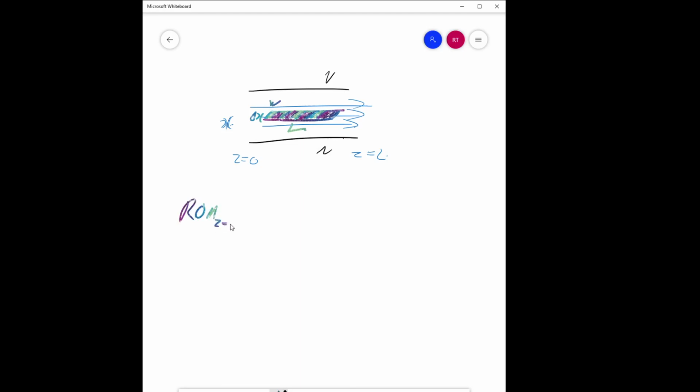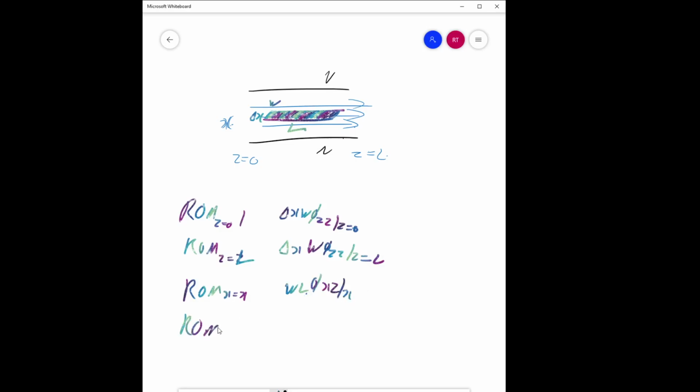Okay, so then doing the rate of momentum transfer at z is equal to 0, across z is equal to 0, you get delta x W into phi zz, which is a combined momentum flux, at z is equal to 0, and the rate of momentum change at z is equal to L would give you again delta x W phi zz at z is equal to L. And similarly, you can also do it at the other side, at x is equal to x, which gives you W into L phi xz at x, and then at x is equal to x plus delta x, W L phi xz at x plus delta x. And here there's no need for a gravitational term because it's all on the same horizontal system.